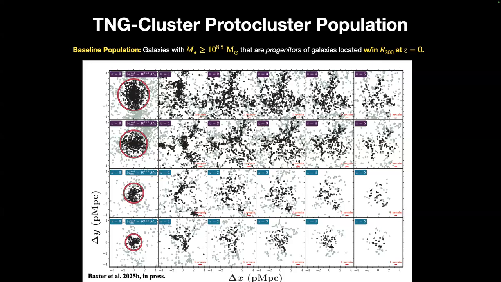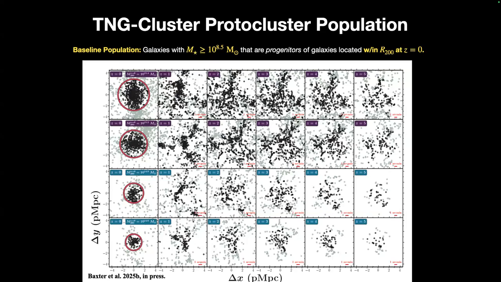You can't glance at this and go, there's the core, right? There's not necessarily a centrally collapsed core. And you can see it's a strong function of mass in terms of just how many galaxies you even have at high redshift. Sorry, I should have mentioned the scale. This is in physical megaparsecs, and this is 10 megaparsecs on a side. Okay, so this is defining our baseline population.